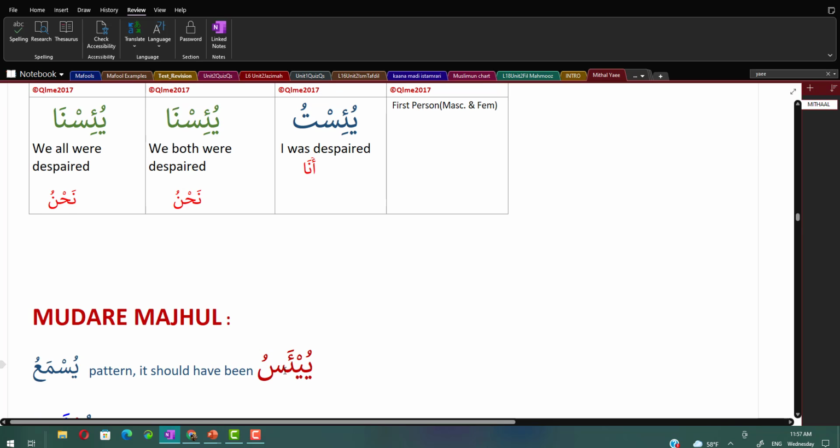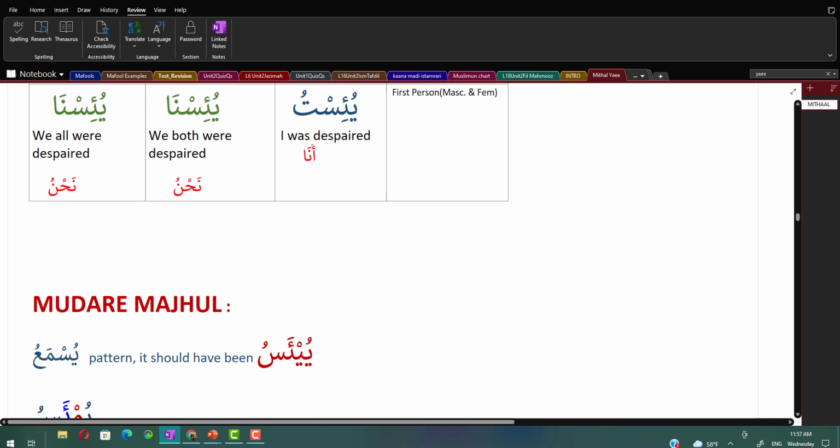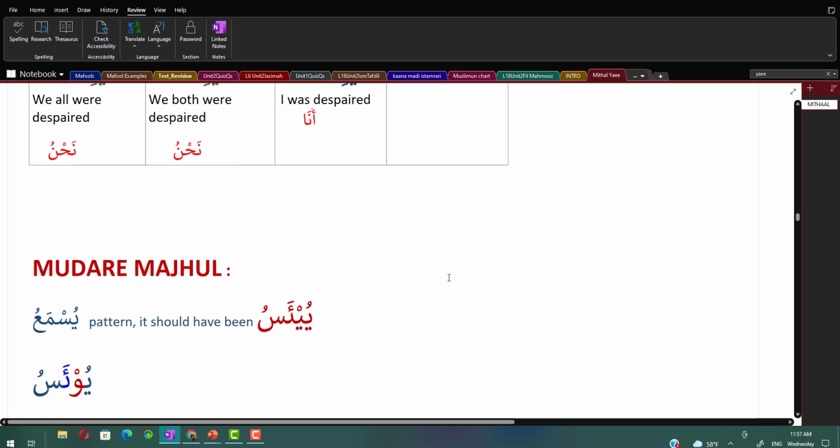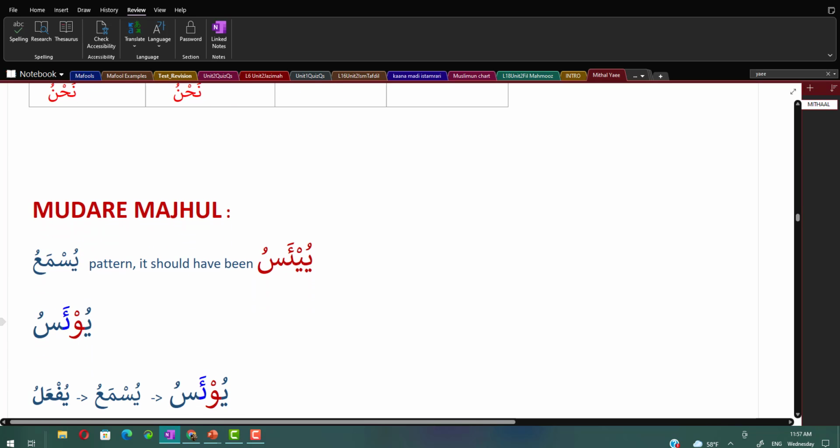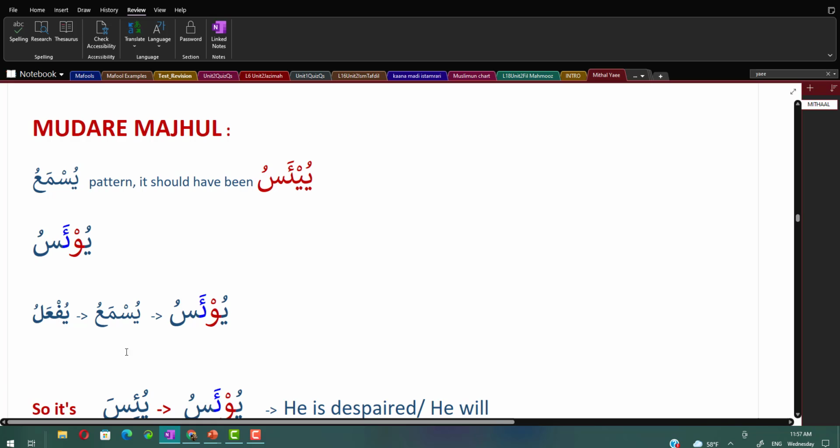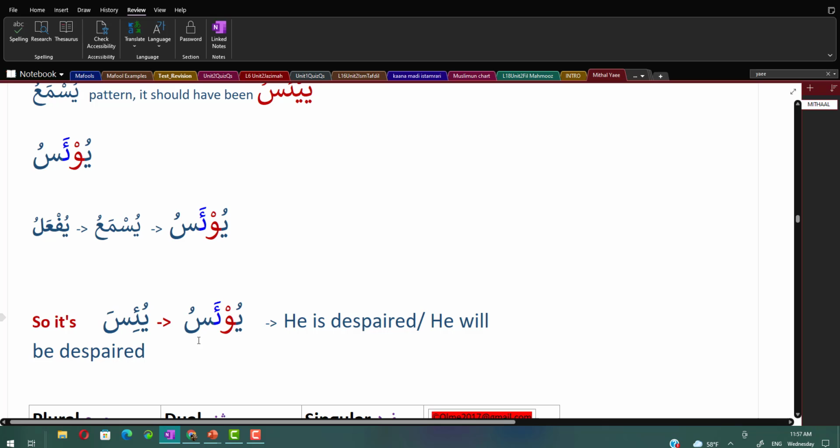And the Mudari Majhul is like in Yusma'u pattern, it is supposed to be yu'ay asu, right? Yusma'u, yu'ay asu. Do you think it is weird to say yu'ay isu? It's not good to pronounce. So they want to make it smooth. How do they make it smooth? Instead of saying yu'ay asu, they convert the ya into a waw and make it smooth. They make it yu asu. Okay, yu asu is much smoother, right? So yuf'alu or yusma'u pattern, it becomes yu asu. Okay, so it's yu isa, yu asu. He is despaired or he will be despaired.